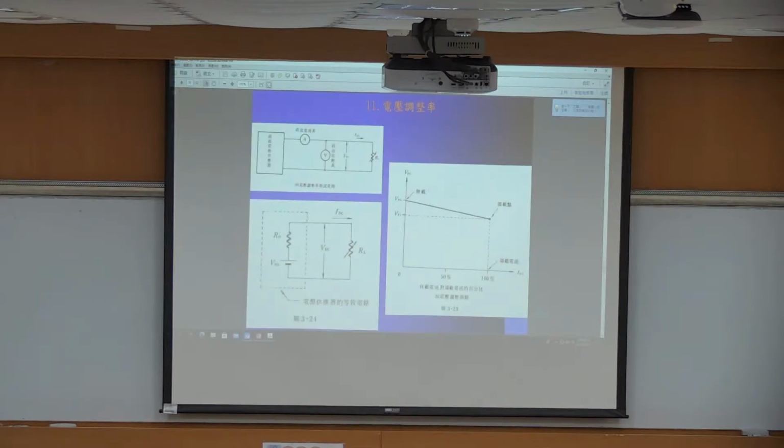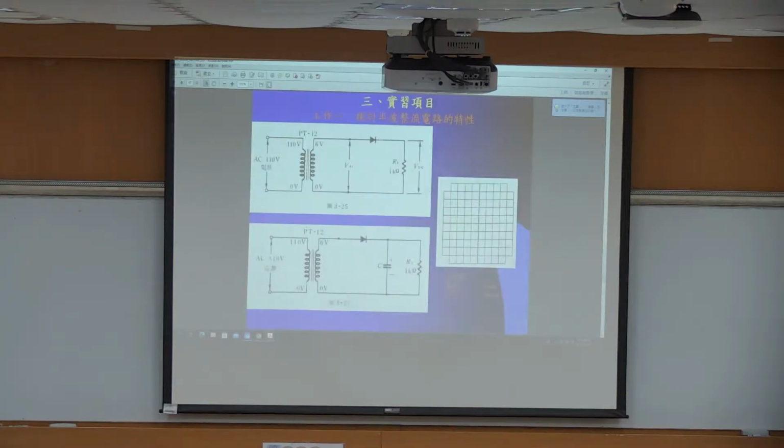And here are some definitions related to the rectifying circuits. Today we're going to learn about some of these circuits, and we're going to observe the waveform after we input the signal into these rectifying circuits. So let's start today's experiment. Okay, we can go to the lab and start today's experiment.